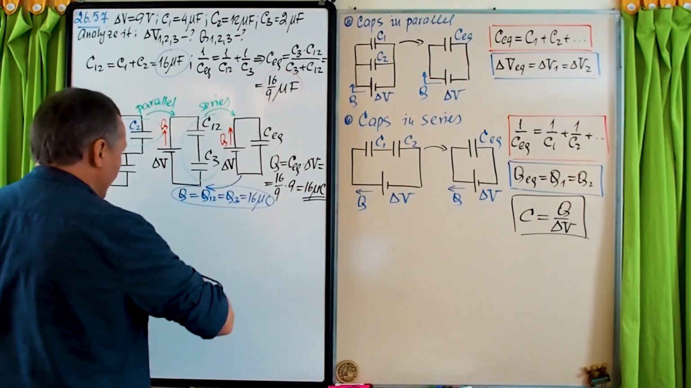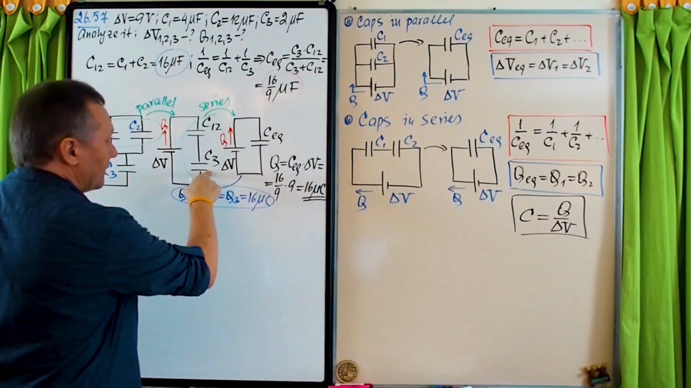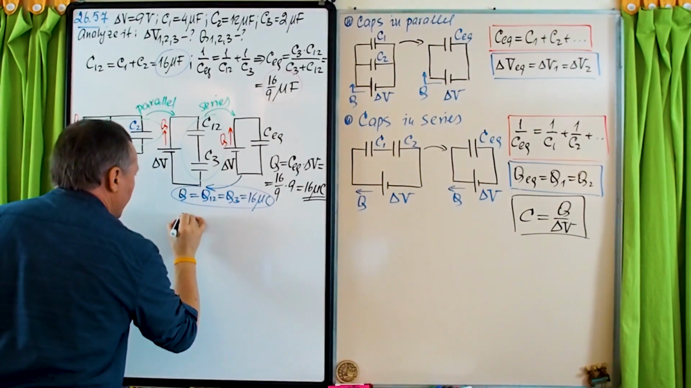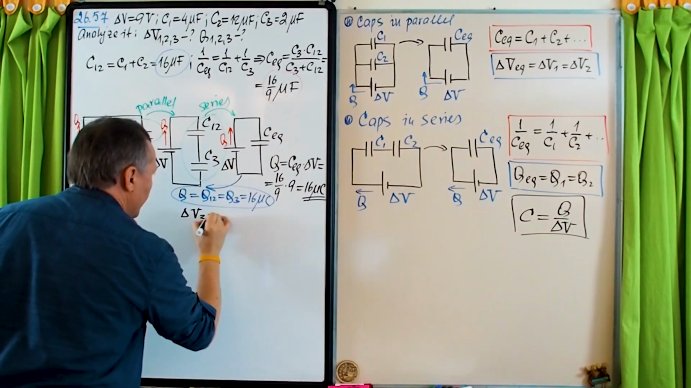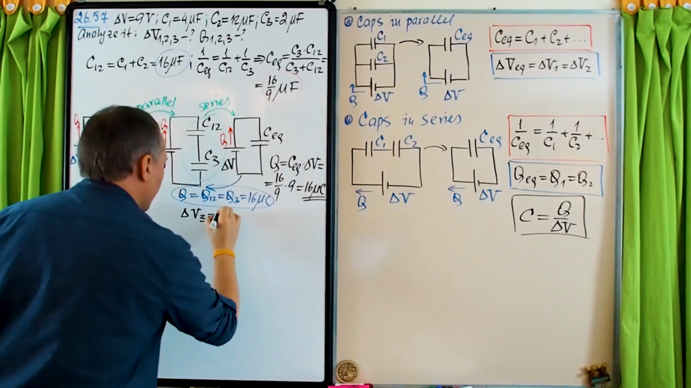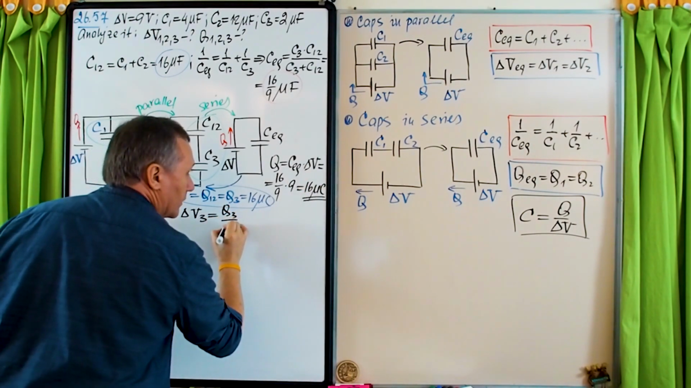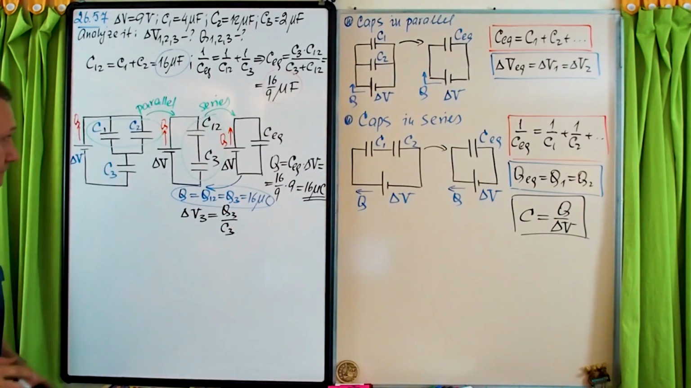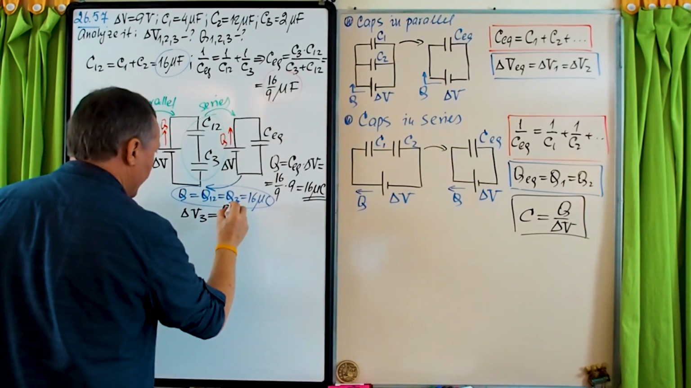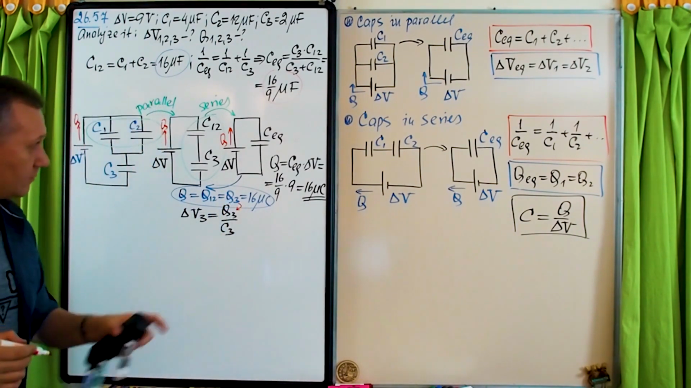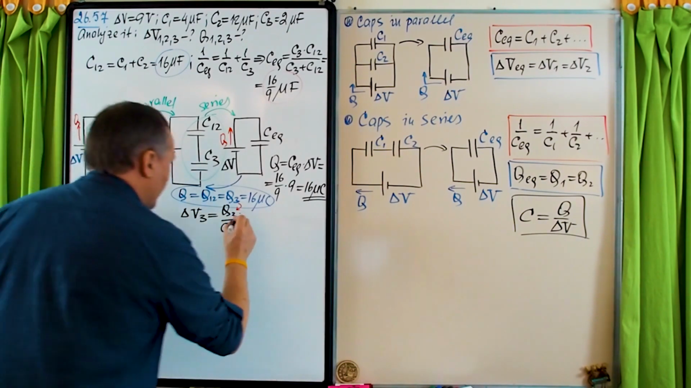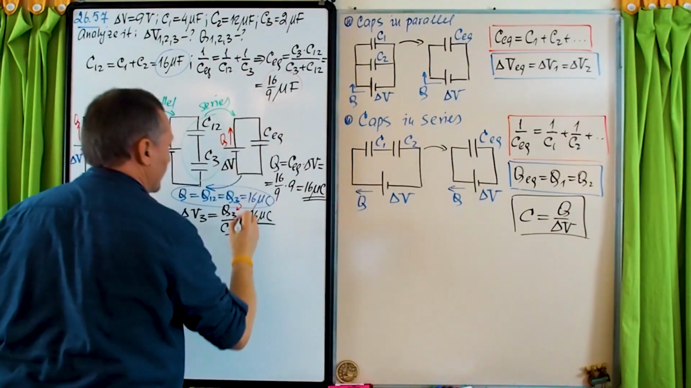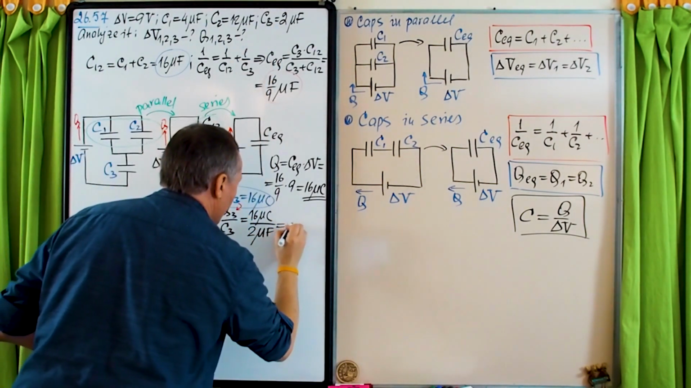Okay, so now underneath I can write delta V3. It will be Q divided by C. So delta V3 will be equal to Q3 divided by C3. And this Q3 comes from the bridge, 16 microcoulombs. So it will be 16 microcoulombs divided by C3, 2 microfarads. So it will be 8 volts.